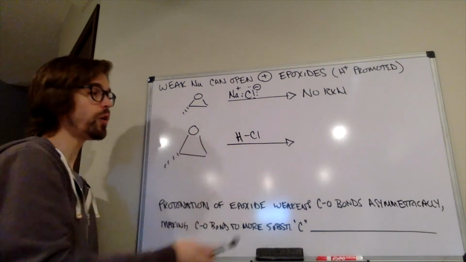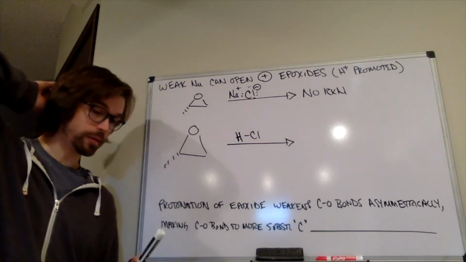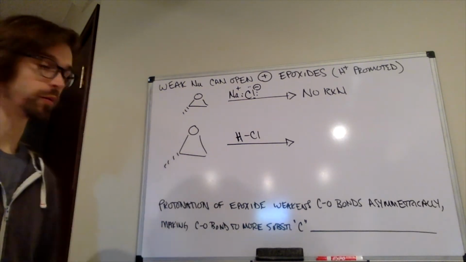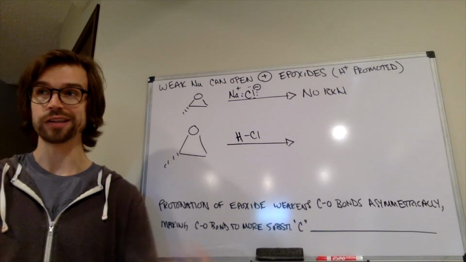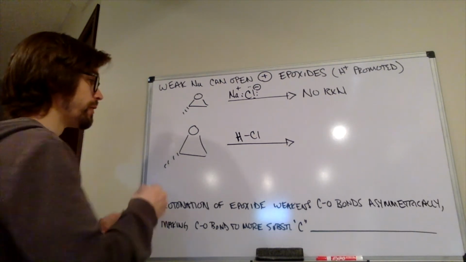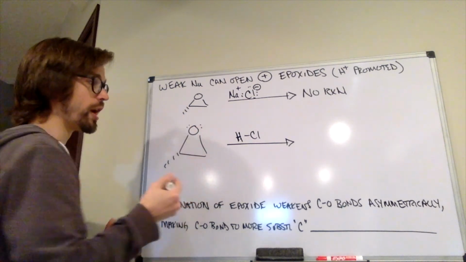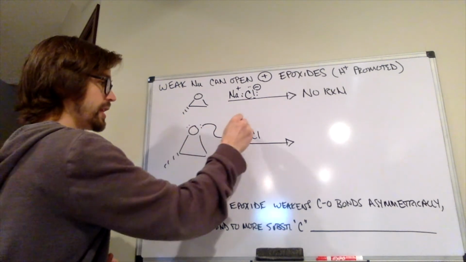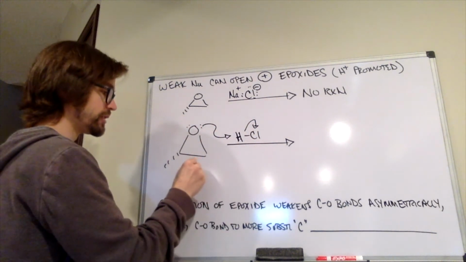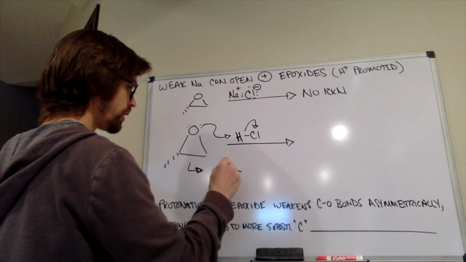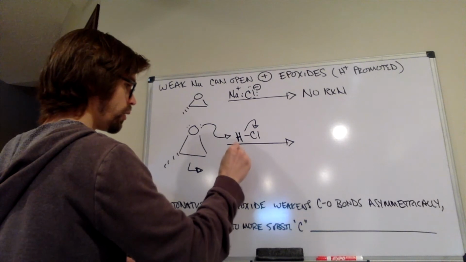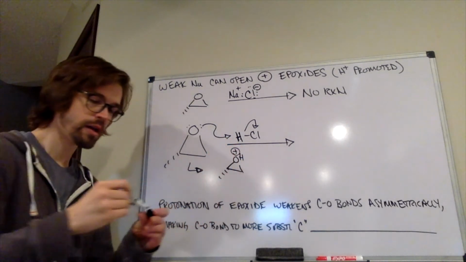Instead of using sodium chloride, we're going to use HCl. So how is that going to work? Well, just like all the other oxygens that we've dealt with, if we have an oxygen and a strong acid around, the first thing that's going to happen is we're going to get proton transfer to that oxygen. So that's going to give us our OH plus.